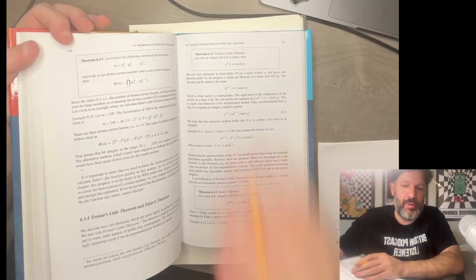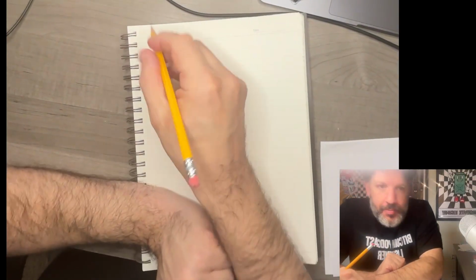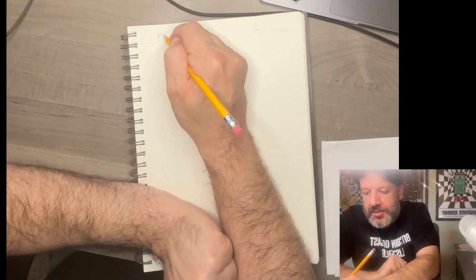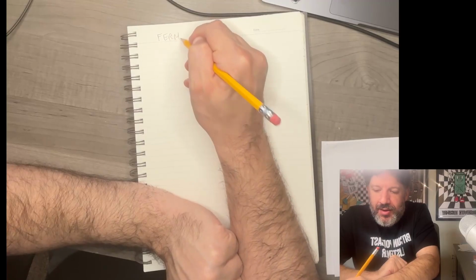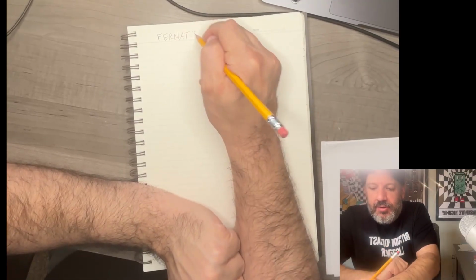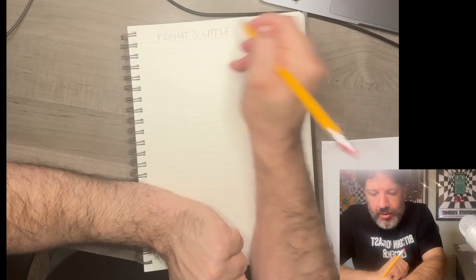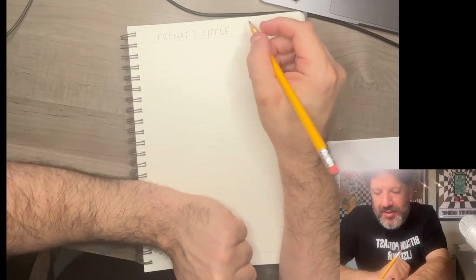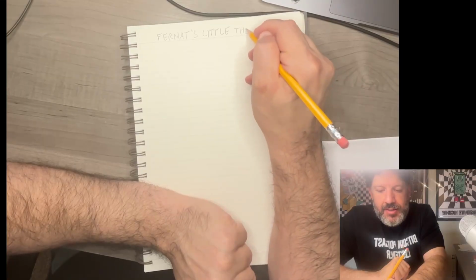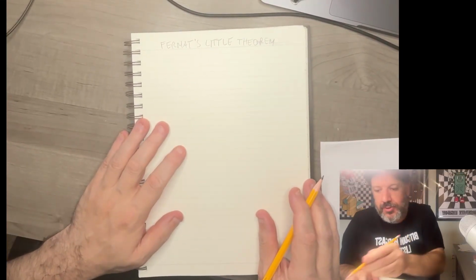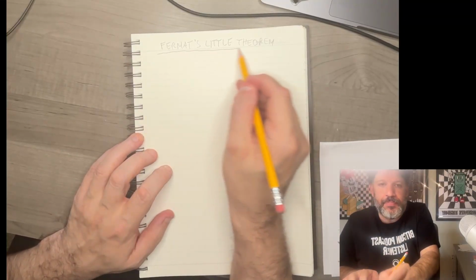So now that I showed you in the book, let's do some math on this. So the first one: Fermat's little theorem, I'm going to write it in very 3rd grade handwriting here. Fermat's little theorem. Okay? It's great, I have that all the way up top.